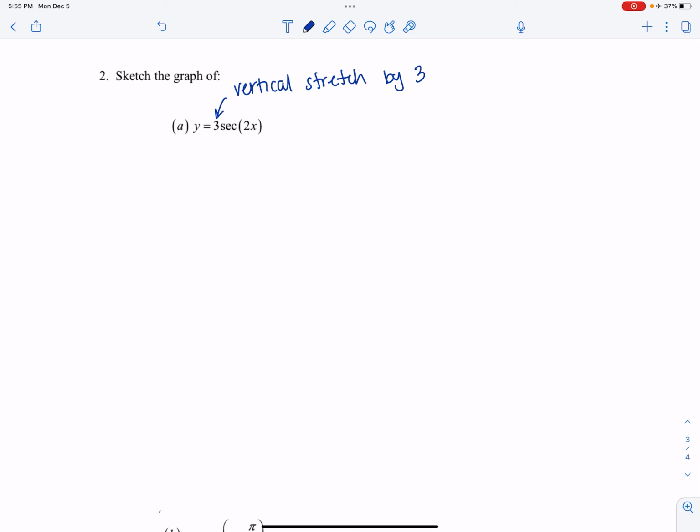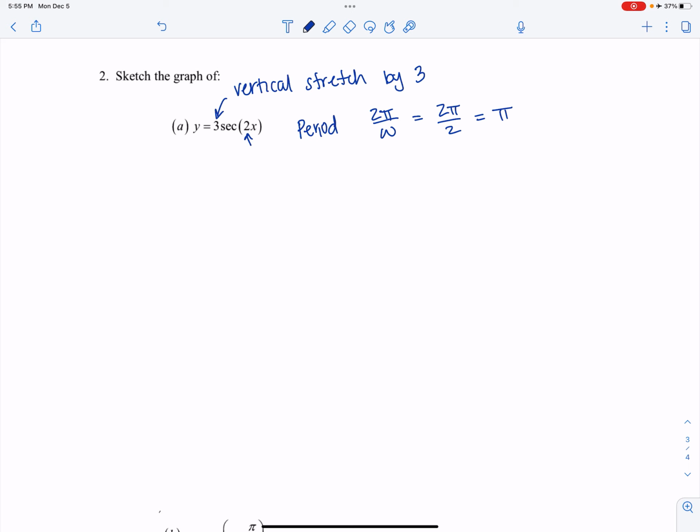And our period, represented by 2 pi over omega, is 2 pi. Our omega is 2, which leaves us with pi. So every pi we get a new cycle.